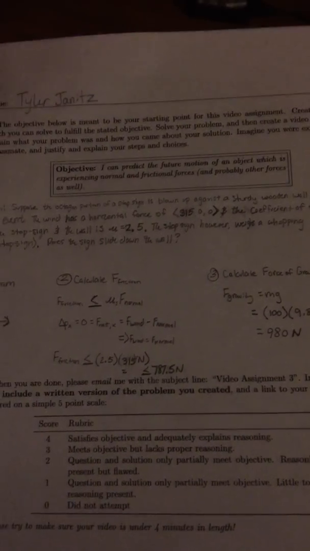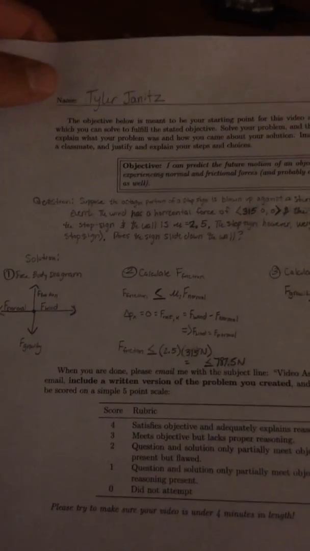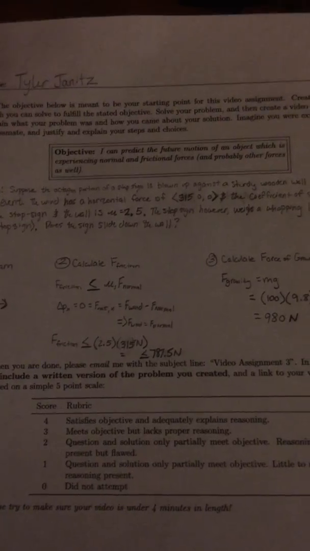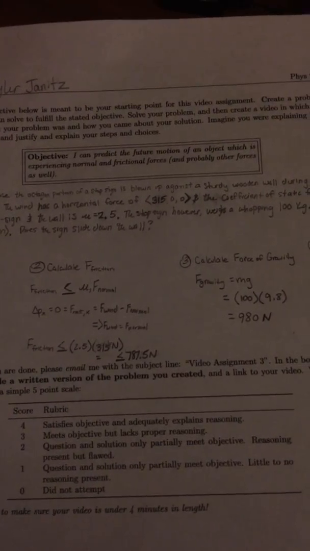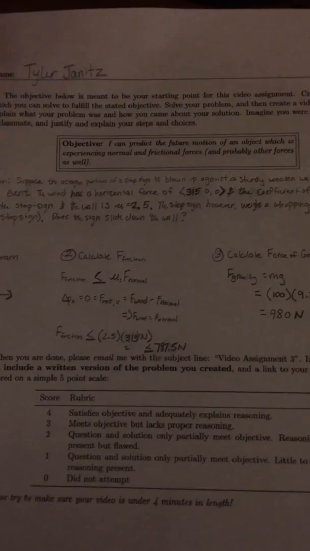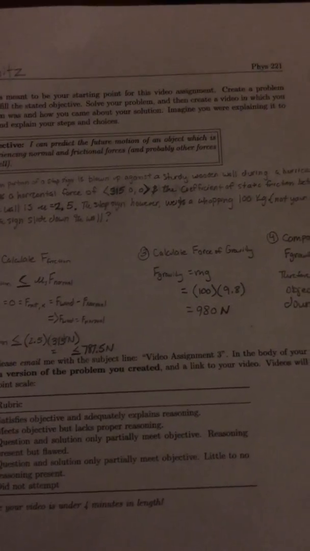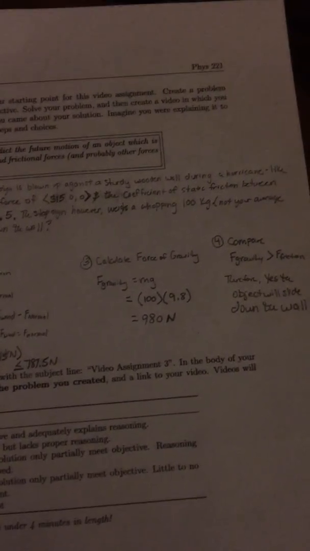So to solve this objective, the question that I came up with states: suppose the octagon portion of a stop sign is blown up against a sturdy wooden wall during a hurricane-like event. The wind has a horizontal force of 315.00 newtons and the coefficient of static friction between the stop sign and the wall is approximately 2.5. The stop sign, however, weighs a whopping 100 kilograms. As you can tell, this is not your average stop sign. Does the sign slide down the wall or not?